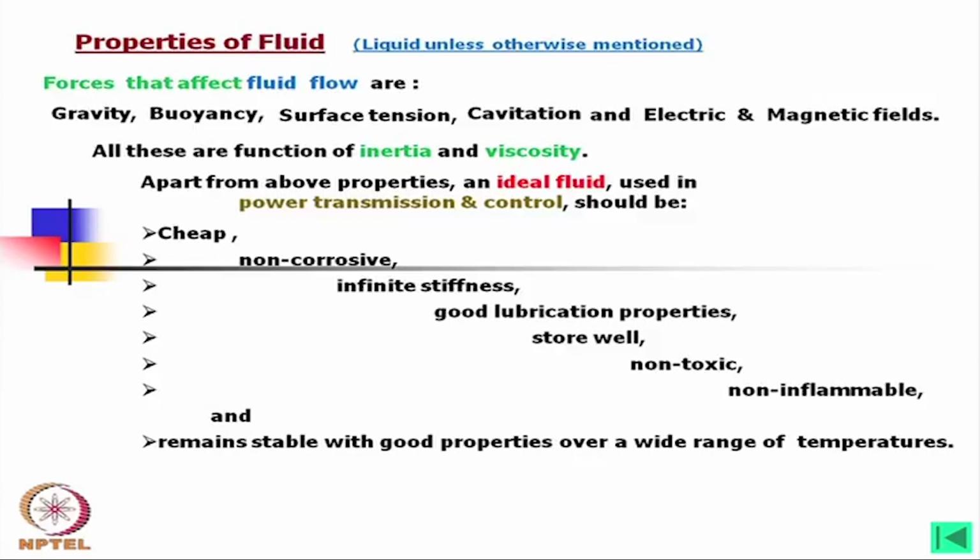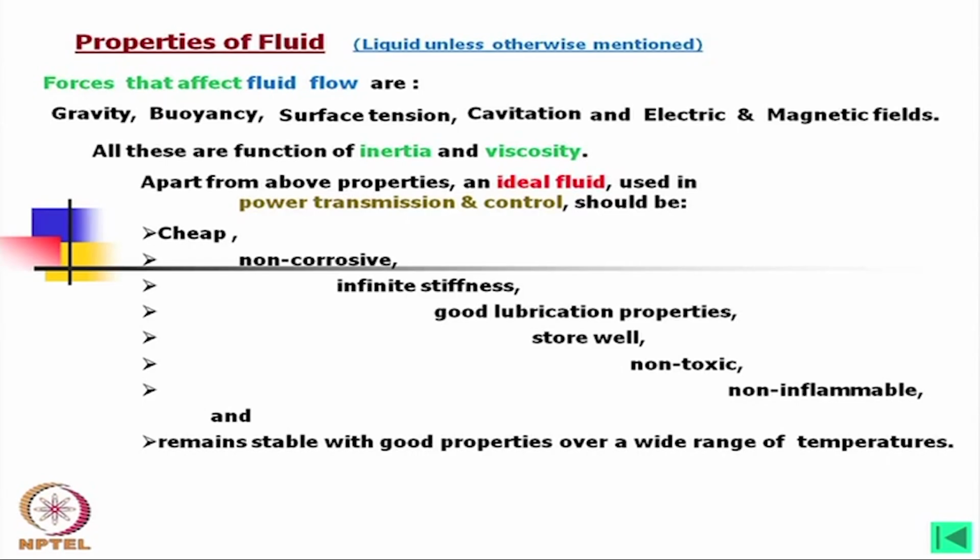Non-toxic. This is a great problem with fluid power, because when heat is generated, the oil vaporizes to some extent, and this gas is not good for health. However, it should not be very harmful and it should not be toxic. Most importantly, it should also be non-inflammable, because in many applications there is a possibility that it may catch fire. For example, in mining application, we have to take extra precaution so that the oil does not catch fire, and it should remain stable with good properties over a wide range of temperatures.